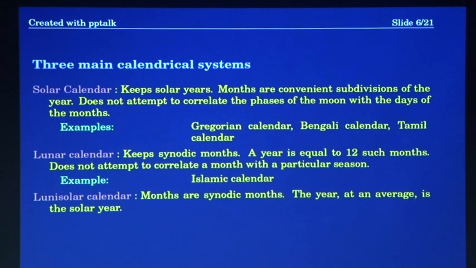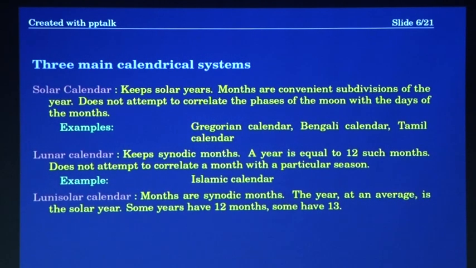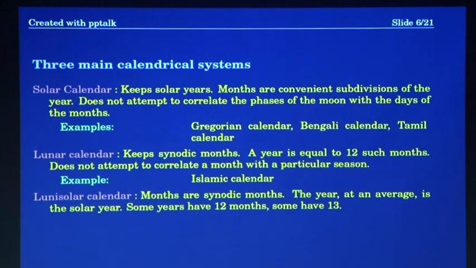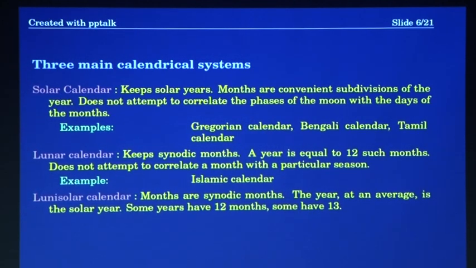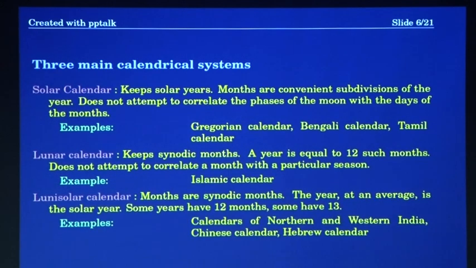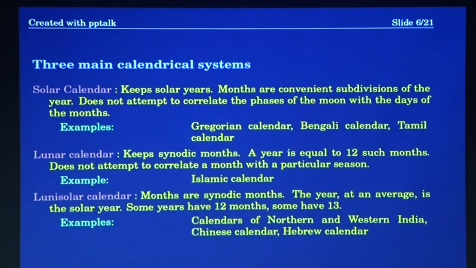So how do they manage that? Well, some years have 12 months, some have 13. So they introduce a whole extra month sometimes to keep the average length of the year. What are the examples? Well, almost all calendars in the world are lunisolar calendars.